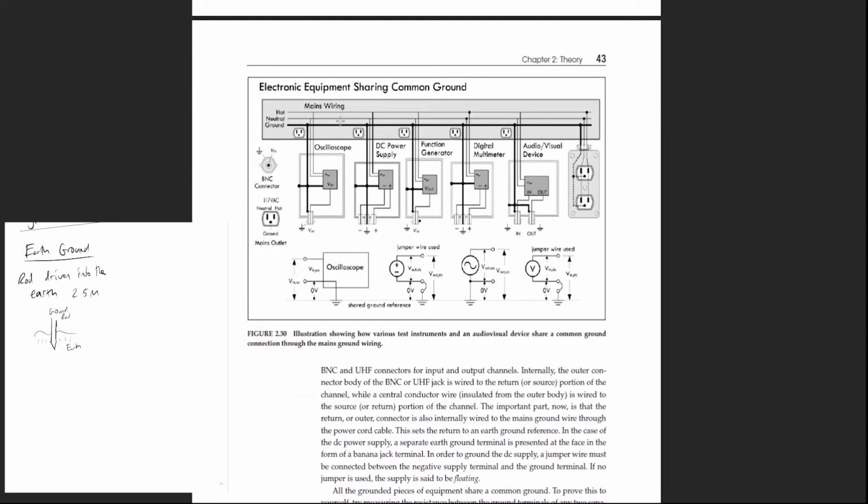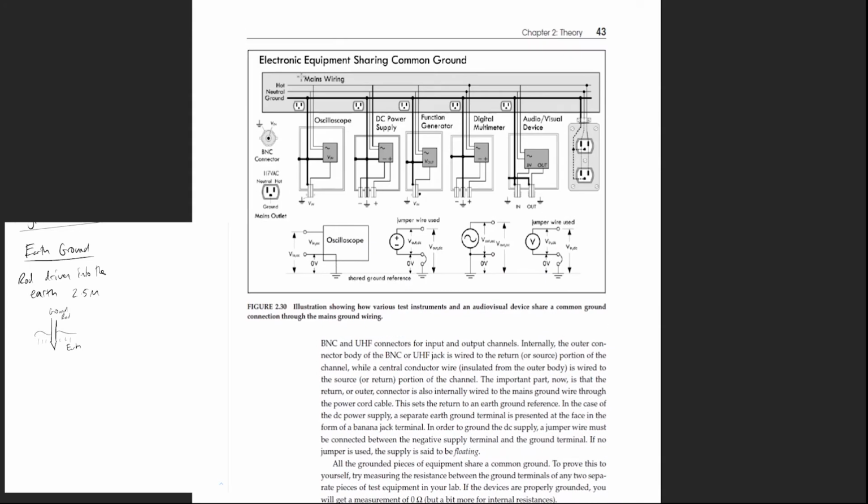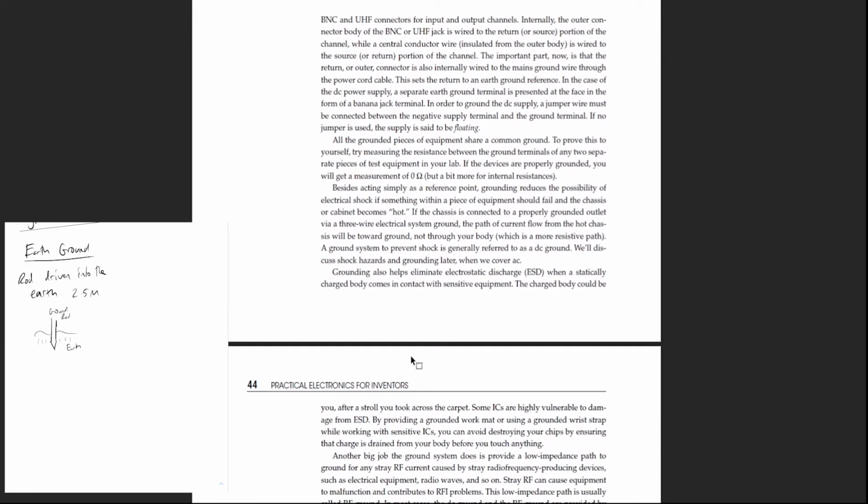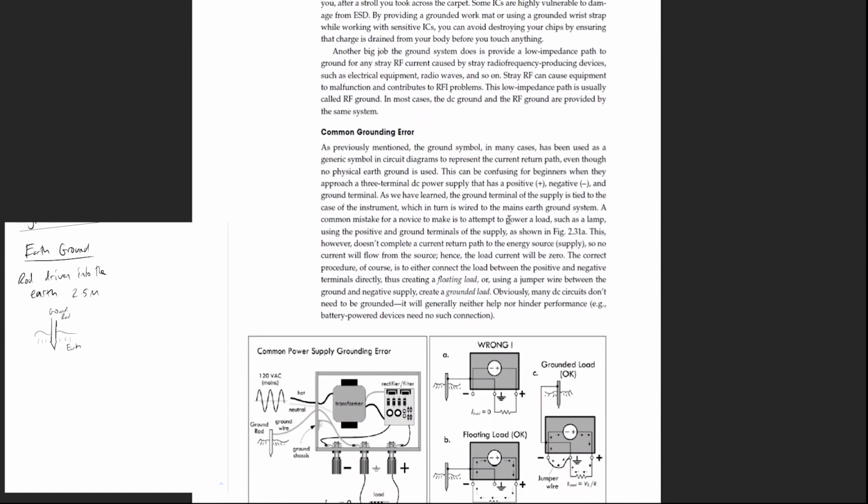So electronic equipment sharing common ground. Yep. Hot, neutral, ground. That's fine. Common grounding error. As previously mentioned, the ground symbol in many cases has been used as a generic symbol in circuit diagrams to represent the current return path, even though no physical earth ground is used. Got it. So there's a difference between the current return path and ground, obviously, right?